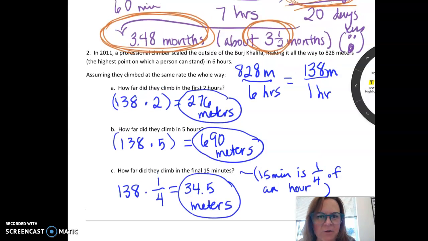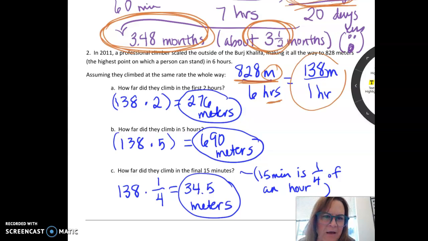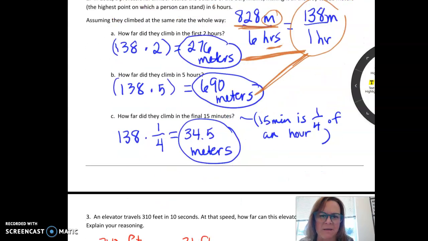So what I did is I took the meters per hour because I want to know how many meters he goes per hour. So I divided that and I got 138 meters per 1 hour. And now with that information, I can solve pretty much any problem. So how far did he climb in 2 hours? Well, I just took that 138 times 2. How far did he climb in 5 hours? I just took that 138 times 5.